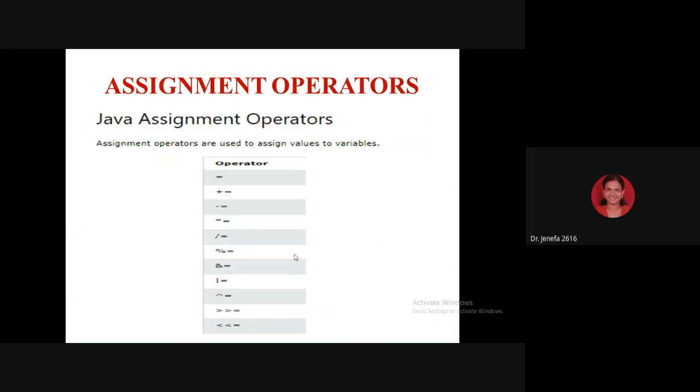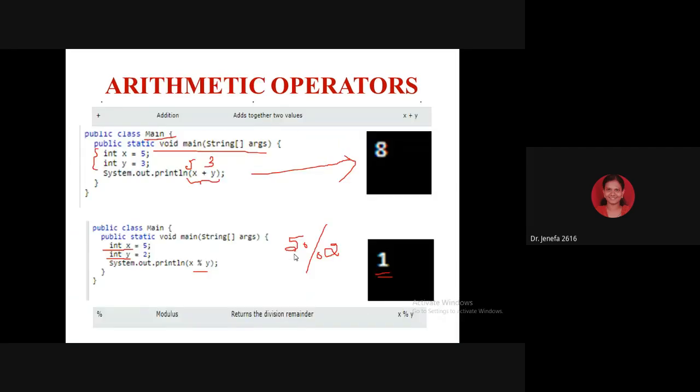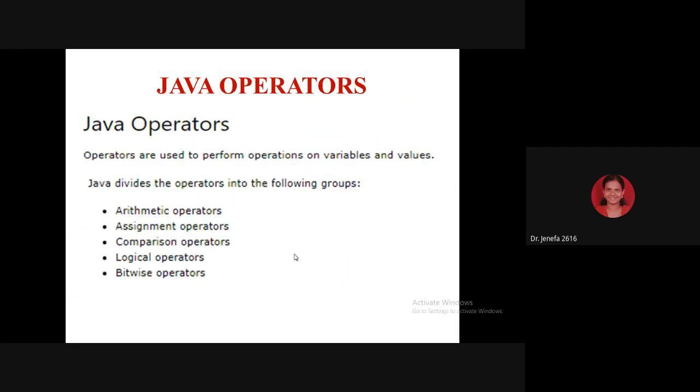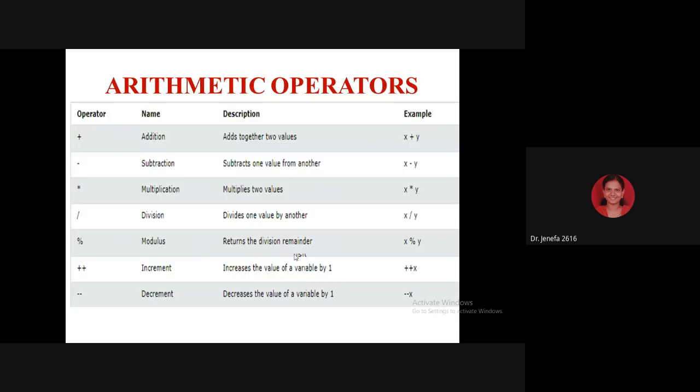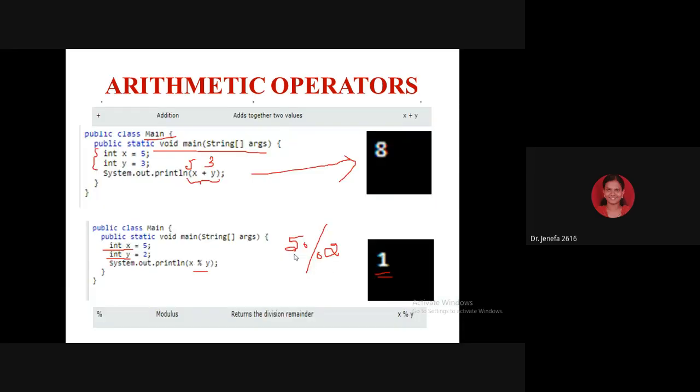Fine. Then moving on to the next operator. What are the operators that come under the Java operators? The first one is arithmetic operator, the second one is assignment operator, the third one is comparison and logical, and the last one is bitwise operator. Now we have discussed arithmetic operators, the operators that we can use in them, and the examples of arithmetic operators.